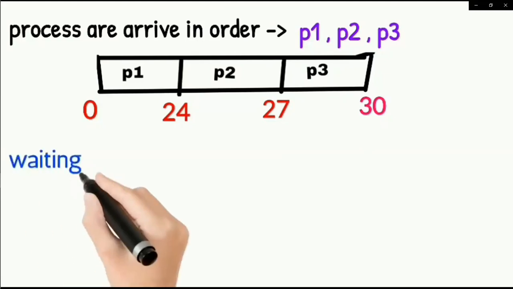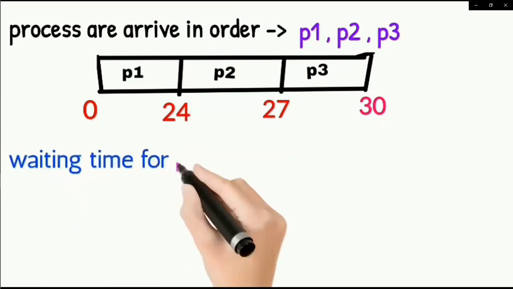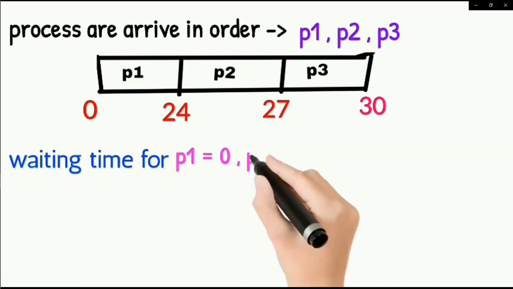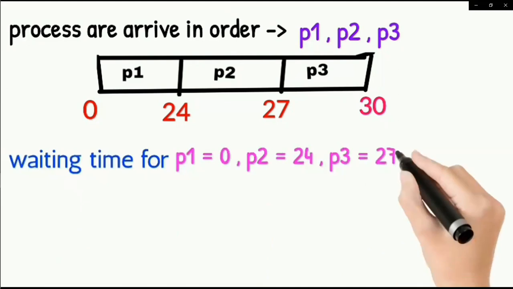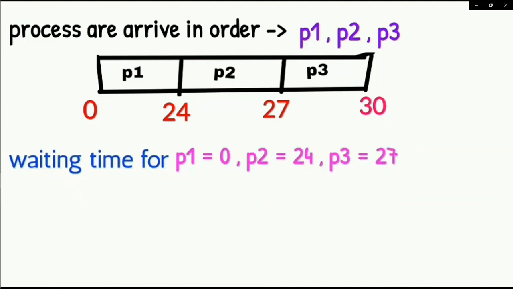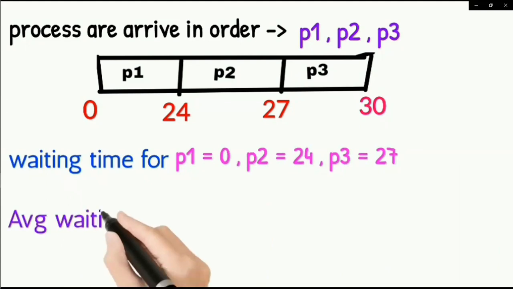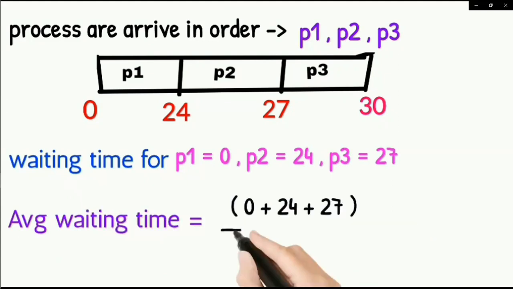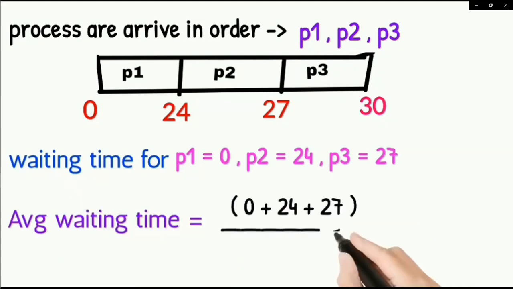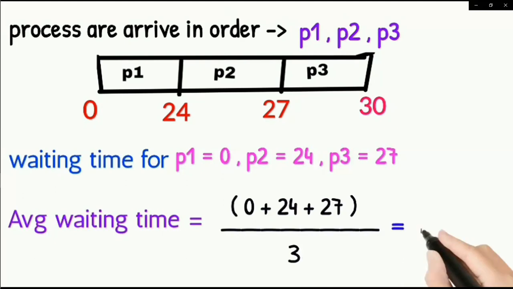Now let us calculate the waiting time of each process. The time a process spends waiting in the queue, that you call waiting time. Now let us calculate the average waiting time. The average waiting time of this FCFS process is calculated by adding the 3 waiting times and dividing by 3. You will get 17 as your answer. So 17 is the average waiting time of this process to be executed in the CPU.